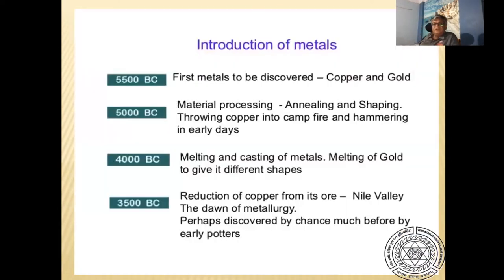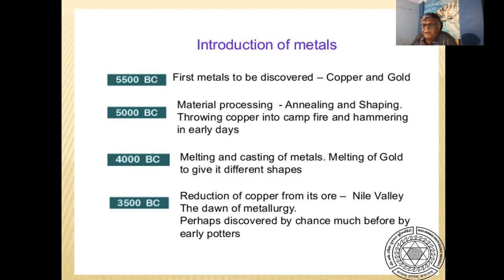Then before 5,500 years, people started to use different types of metals. The first metal was discovered just before 5,500 years. Copper and gold were also used on a wider scale. In 5,000 BC, material processing started. People started to think about annealing and shaping, throwing the copper into the campfire and hammering it in the early days. So different types of carving were made on different metals by using annealing and shaping.